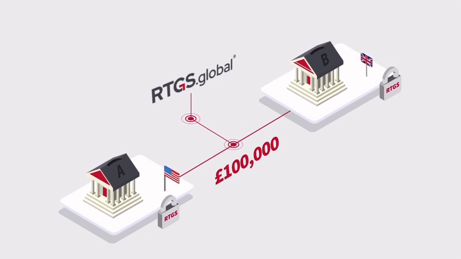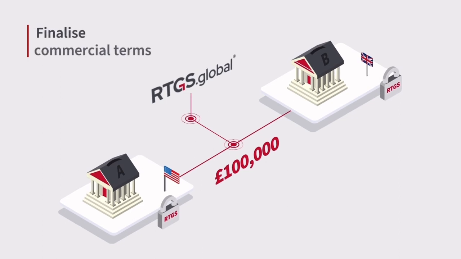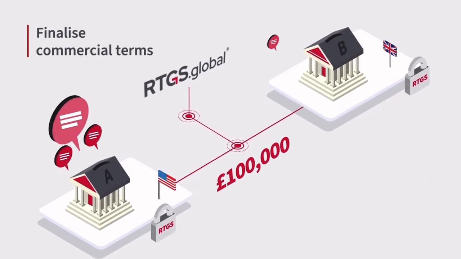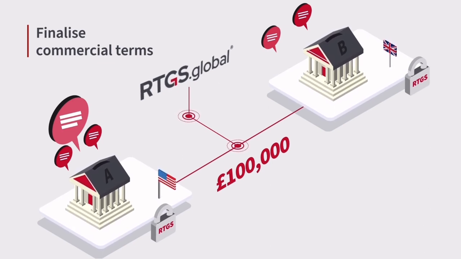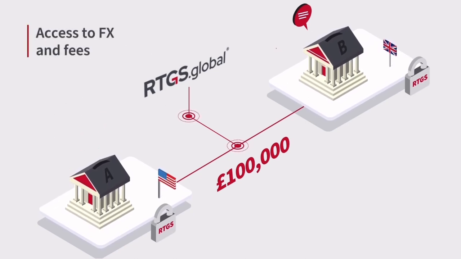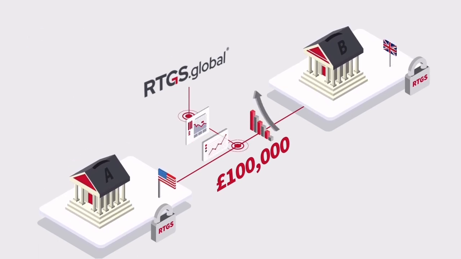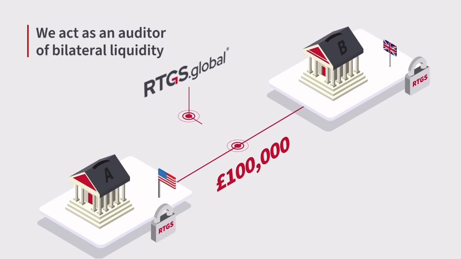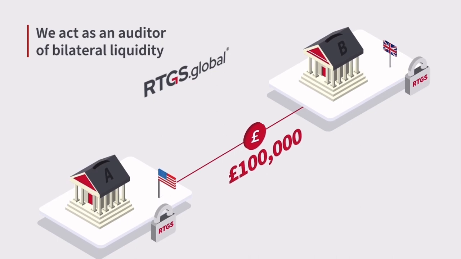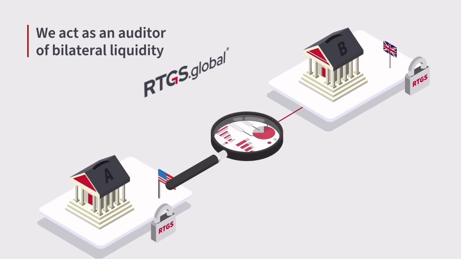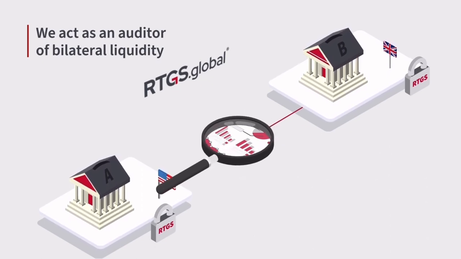With both parties' liquidity locked, RTGS Global enables the two banks to finalize commercial terms on a bilateral basis. These may be governed by predefined rule sets that the banks operate and control within the RTGS Global core. The RTGS Global platform provides access to FX feeds and pricing configuration tools to each bank, enabling the banks to create their own rule sets. RTGS Global is not a party to the transaction and has no control or ownership of accounts or funds and charges no FX margin. Its role is solely to act as auditor of bilateral liquidity in a secure financial transaction.